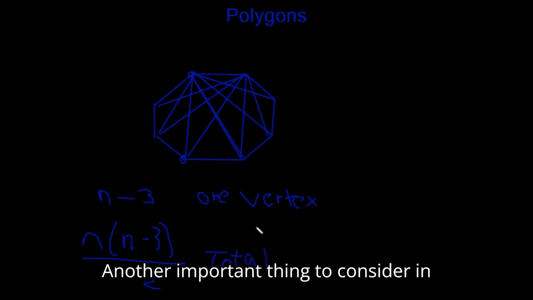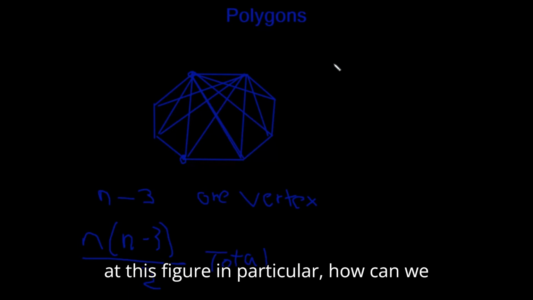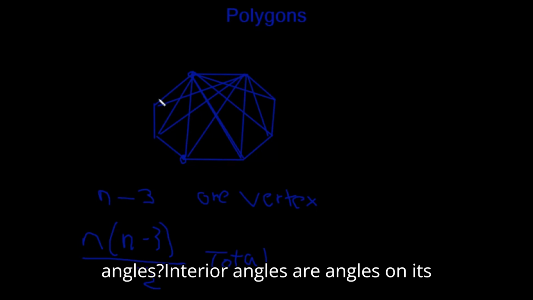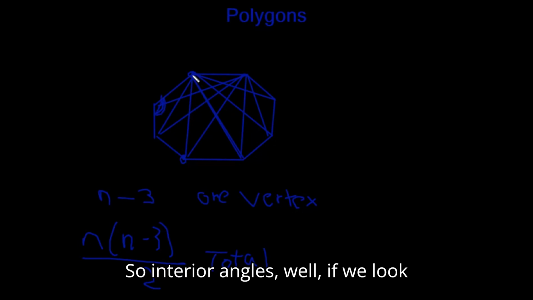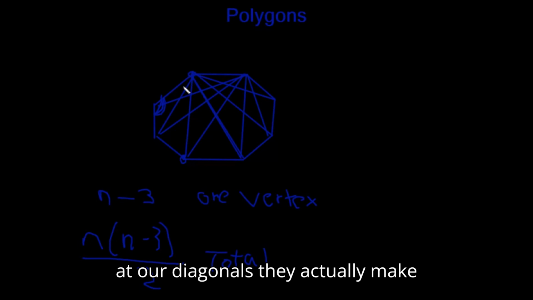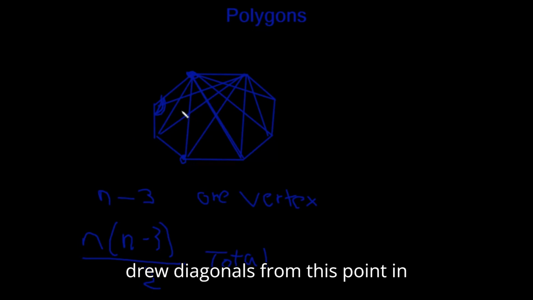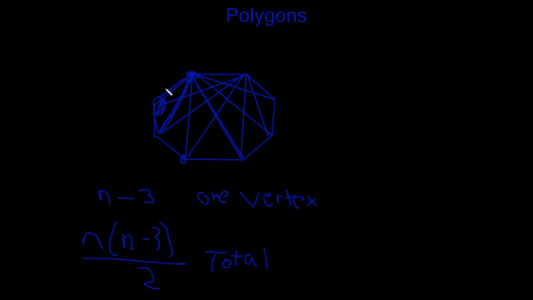Another important thing to consider in polygons is their angles. When looking at this figure in particular, how can we find the total sum of all of its interior angles? Interior angles are angles on its inside, like this one. If we look at our diagonals, they actually make triangles. When we drew diagonals from this point in particular, we made a triangle like this.